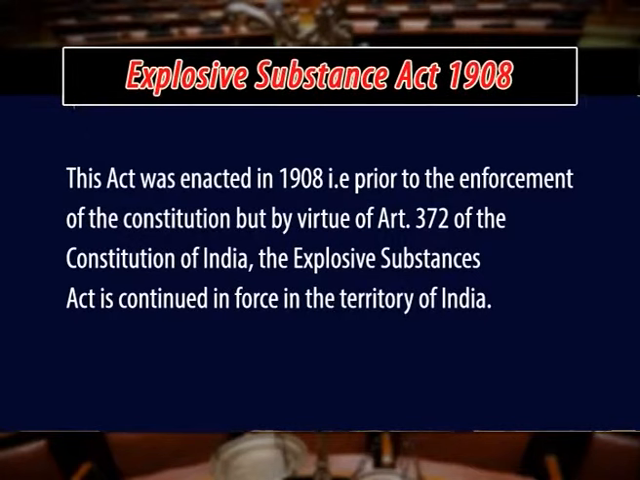The Explosive Substances Act 1908 is an act to amend the law relating to explosive substances. This act was enacted to fill the gap resulting from the inadequacy of existing law to deal with crimes committed by means of explosive substances. It was enacted in 1908, prior to the enforcement of the Constitution, but by virtue of Article 372 of the Constitution of India, the Explosive Substances Act continues in force in the territory of India.